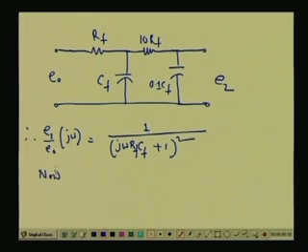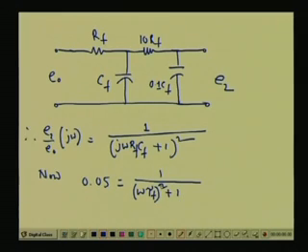Now, again let us check whether this is good for my work. So, 0.05, that we have done before also for the single order filter, root over (omega tau f square plus 1). So, tau f will come up as 0.0000731 second.